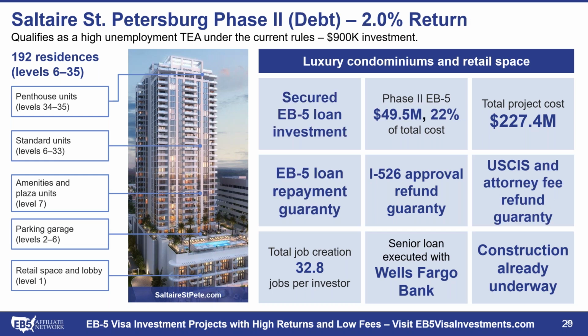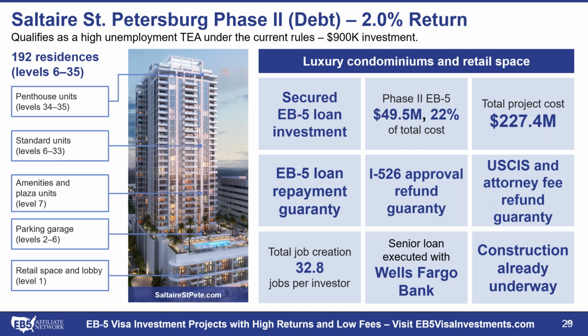And the next project that we're going to speak about is actually the phase 2 of this deal. So the equity at this point is full, but please reach out if you are interested in the equity portion of it. But we now have a debt offering on the Saltair project. So we waited until ground was broken and the building is actually starting to go vertical at this point. There's already a senior loan in place with Wells Fargo Bank. So the project is fully capitalized and is moving forward and will be built.